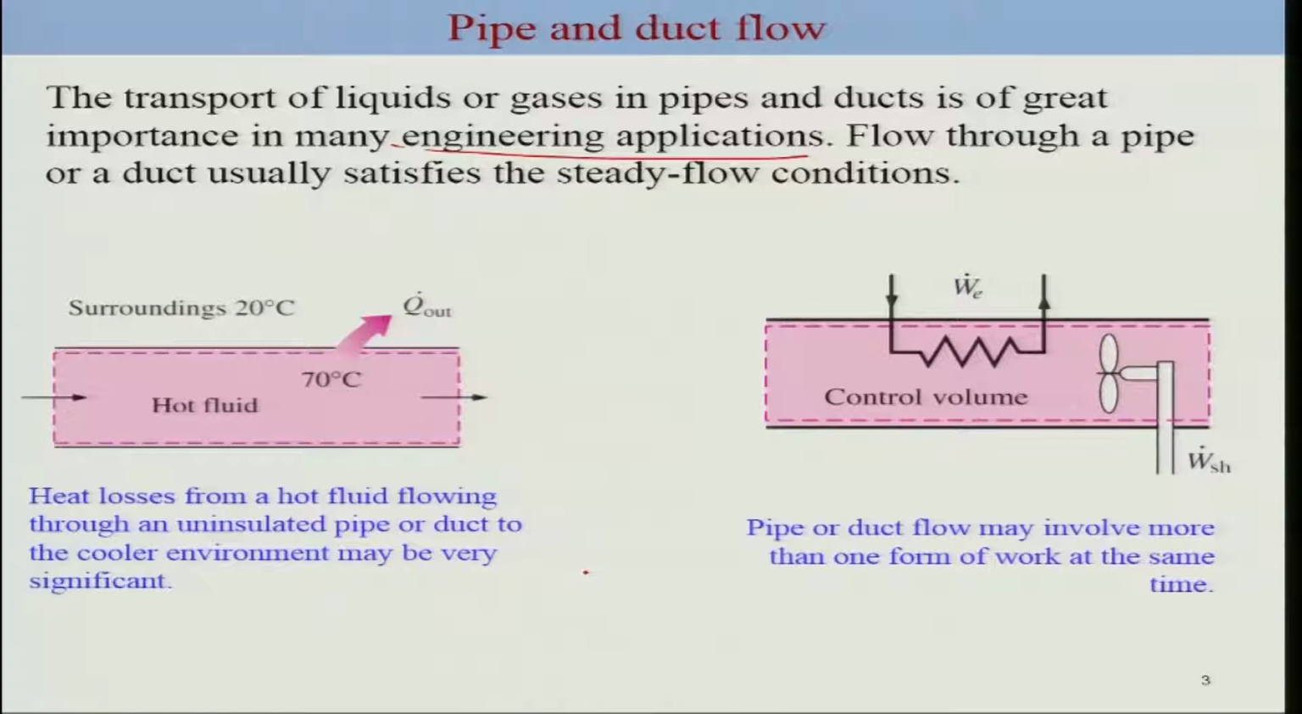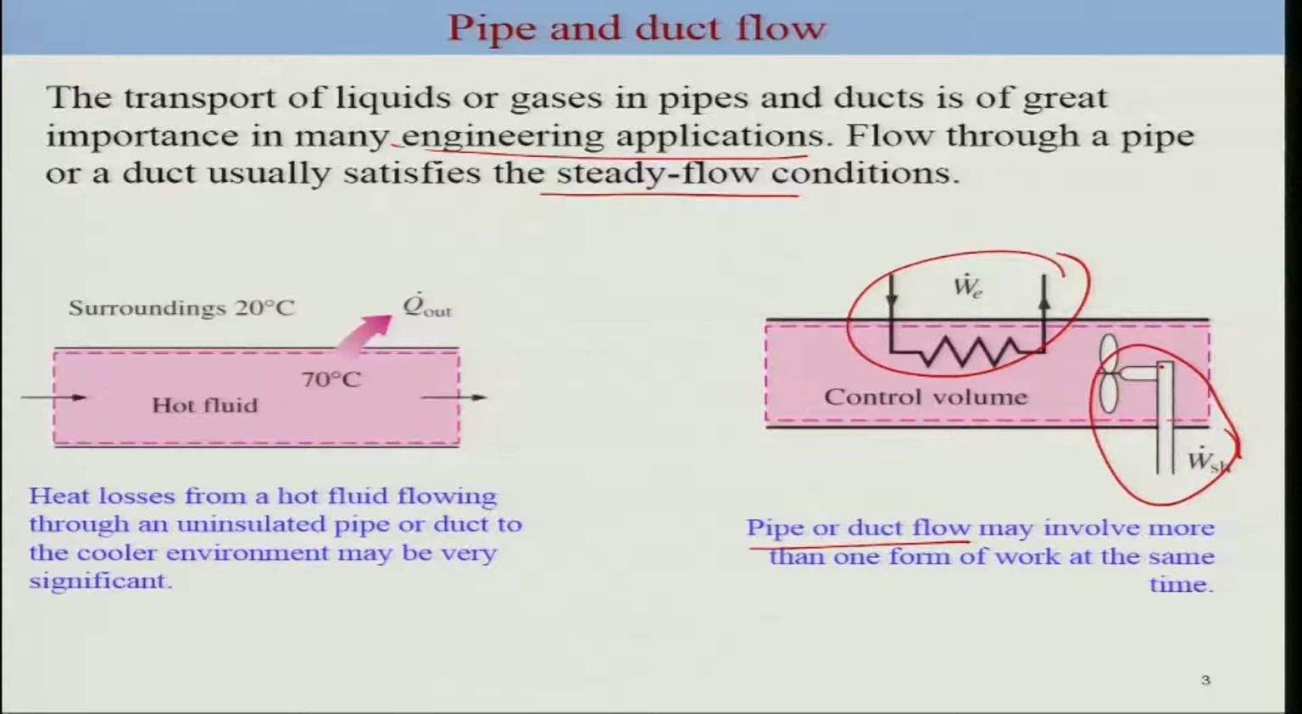Pipe and duct flow are very common in our daily usage, and it's very important in many engineering applications. A simple flow through a pipe usually satisfies the steady flow condition. This is an example of hot fluid flowing through a pipe, and the heat transfer in such conditions is quite significant. A typical pipe or duct flow may involve many forms of work. This is an example of electrical work as well as shaft work in this pipe flow.